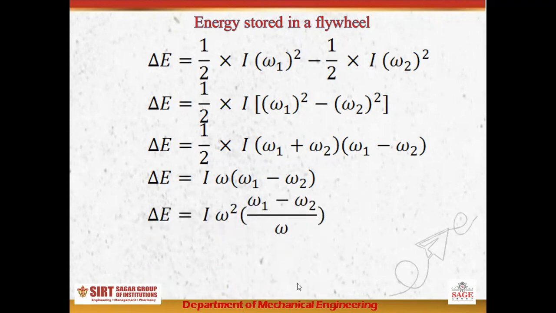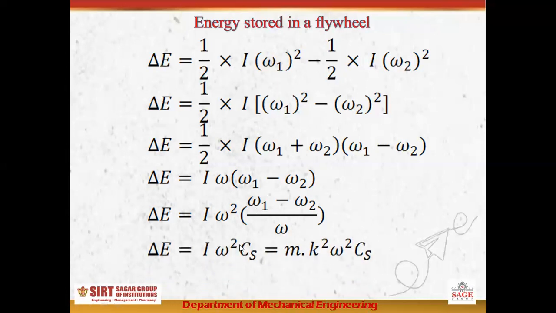Here you can see multiplied by omega gives omega squared, and divided by omega. But here you can see, what is this? Omega 1 minus omega 2 upon omega. This is the coefficient of fluctuation of speed, represented by Cs. So I omega squared Cs is the delta E. That means the maximum fluctuation of energy delta E, or we can say the energy stored in the flywheel, is equal to mk² omega squared Cs, or delta E is equal to 2ECs. So this is the energy stored in the flywheel. Thank you.